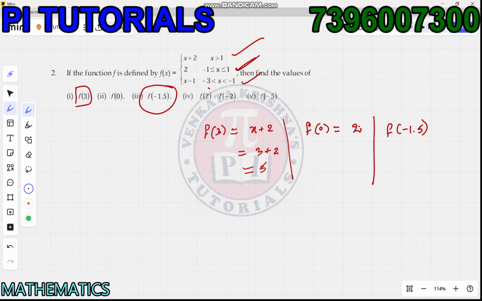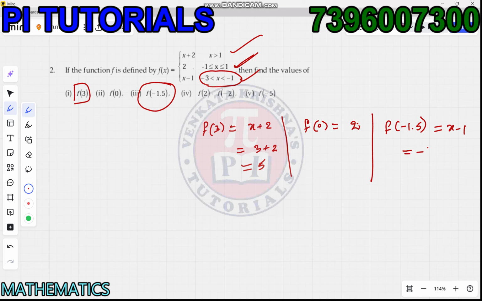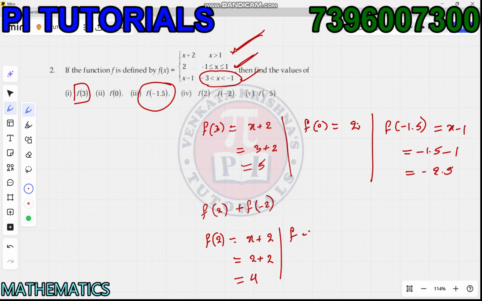So next the question is asking for f of 2 plus f of minus 2. So first we need to find f of 2, which is located in the first function. Consider the first function x plus 2 and substitute the value: 2 plus 2 is equal to 4. And then f of minus 2 we need to find. So f of minus 2 is equal to, we need to consider the third function because minus 2 is located in the third function. So minus 2 minus 1 is equal to minus 3.